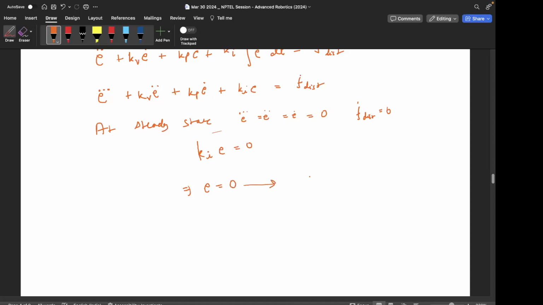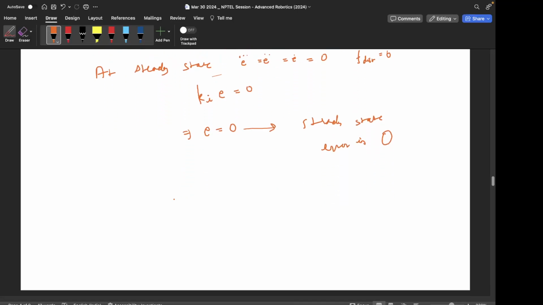So here we get that the steady state error is 0. So by adding an integral term, we can drive the steady state error to 0. By adding an integral term, we can drive e steady state to 0.